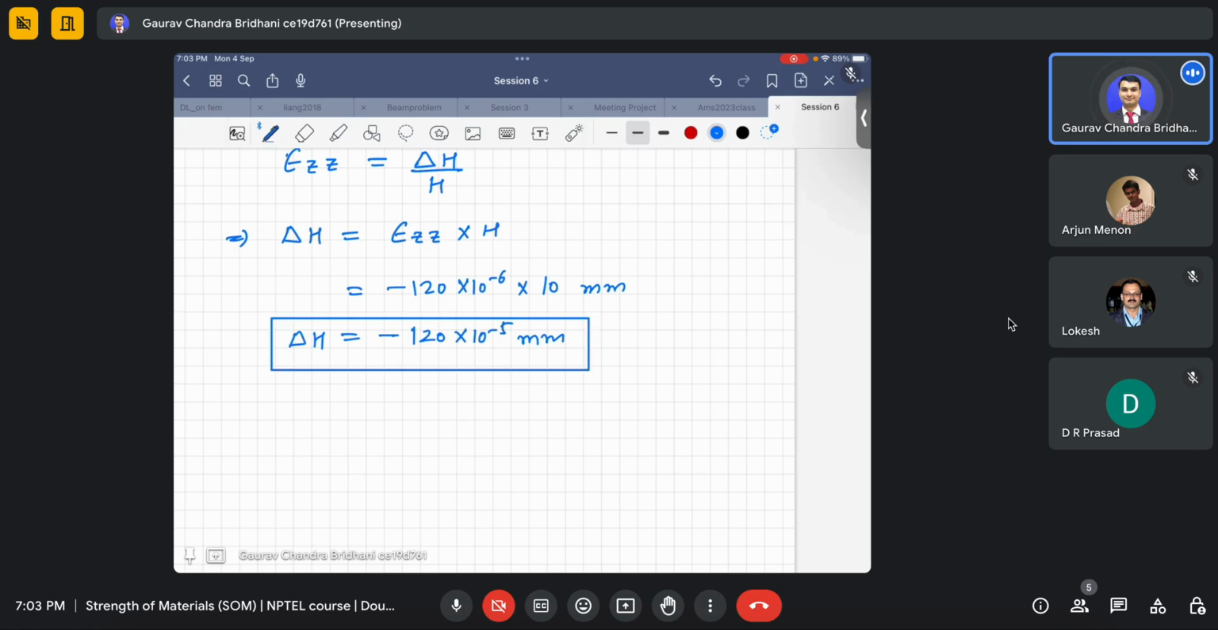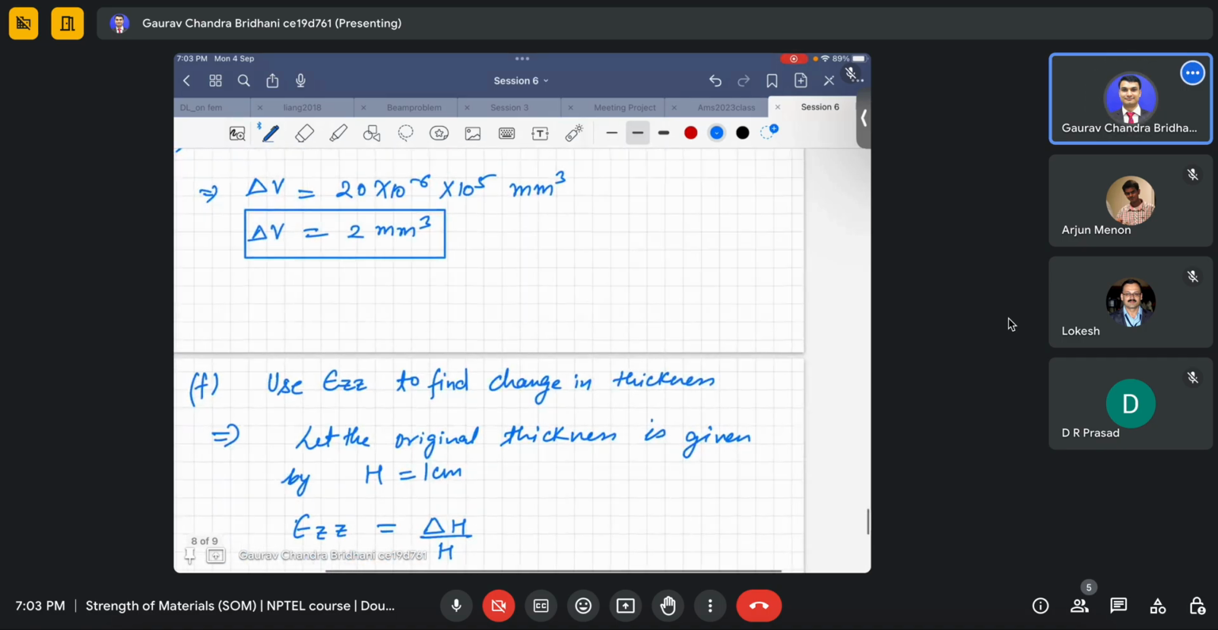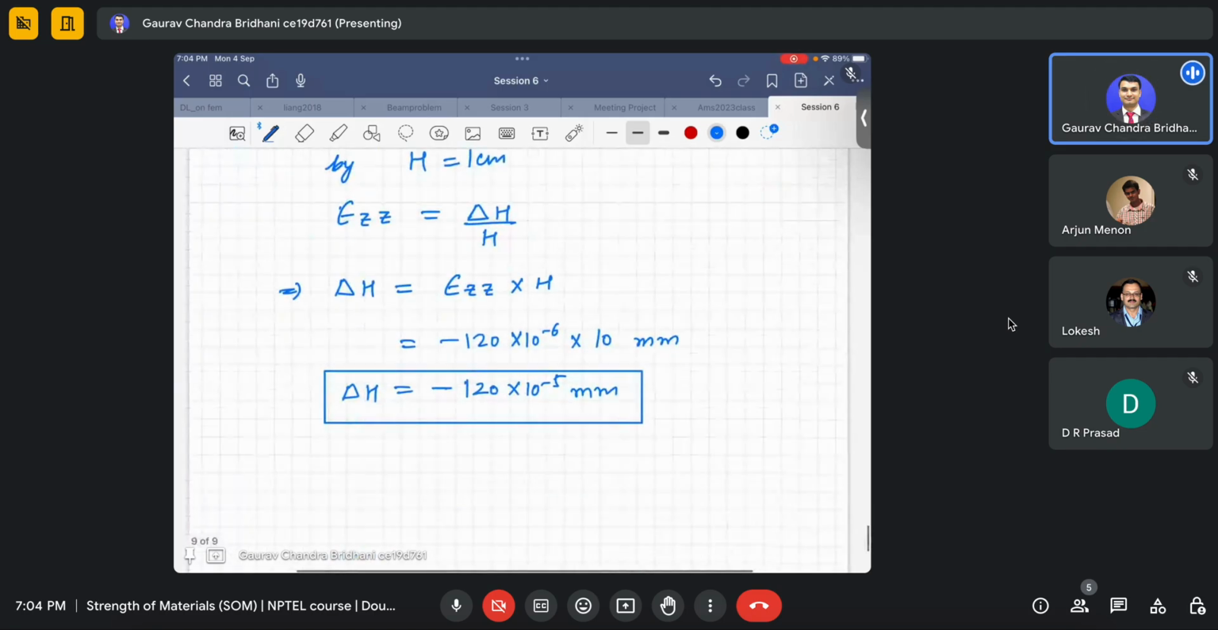Minus 120 into 10 to the minus 5, or minus 0.0012 mm. So basically you are seeing that the thickness will decrease. So the volume will increase by 2 mm cube, but the thickness will reduce. That's how we can use the various strain components to come up with the change in volume and change in thickness.